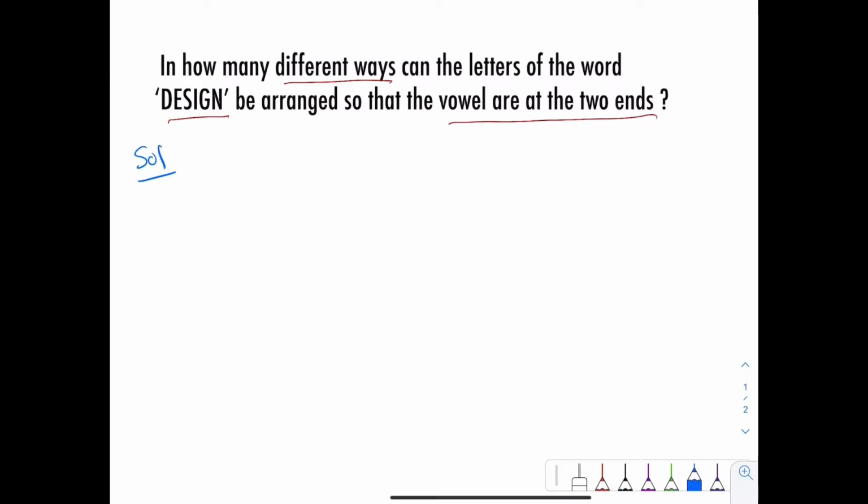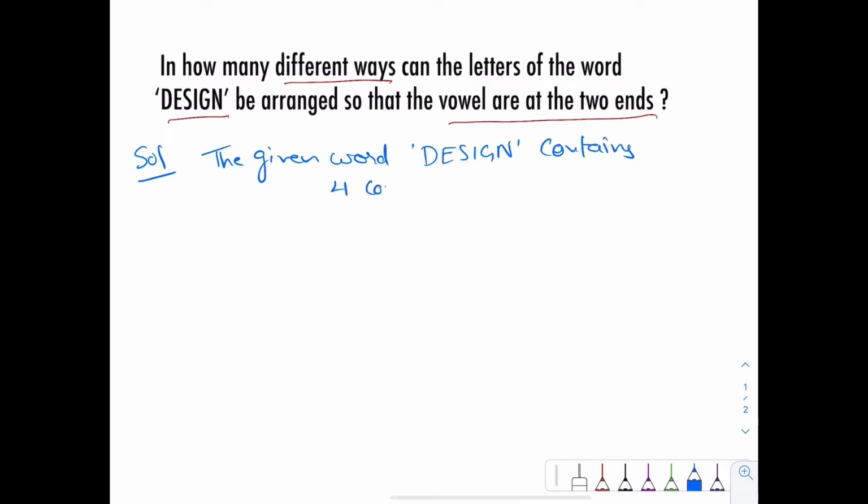Now, the given word design contains four consonants and four vowels.